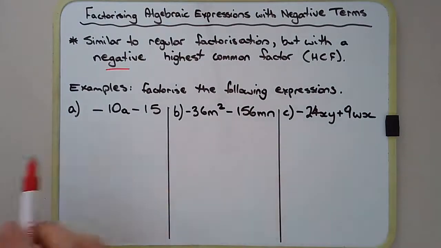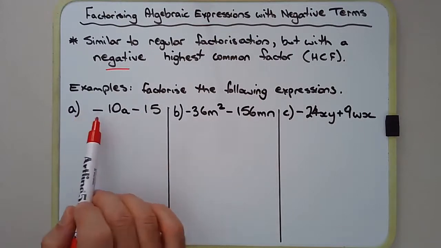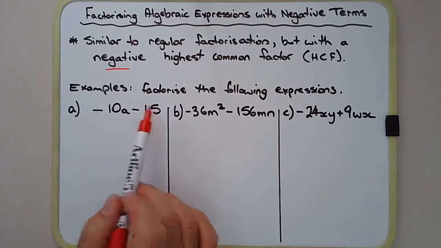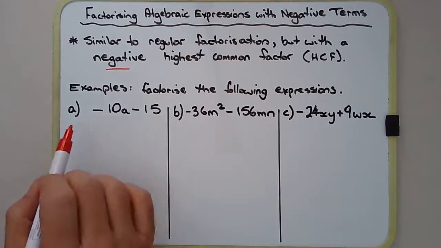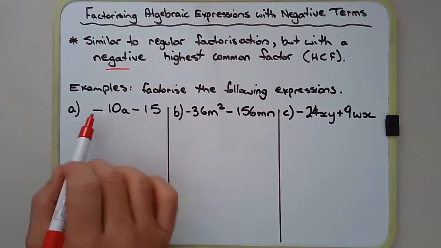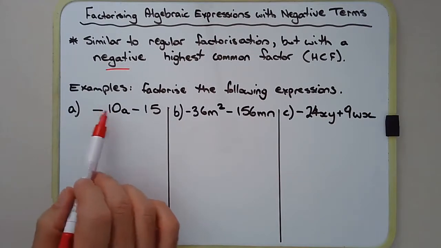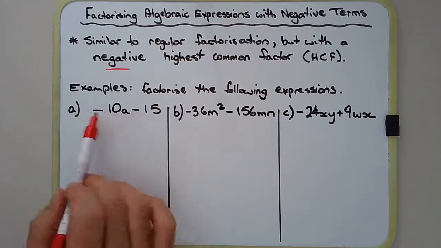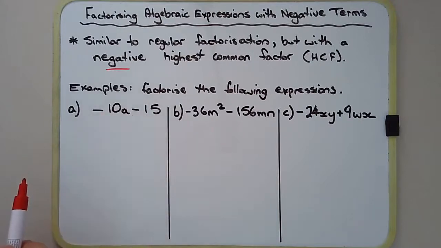Let's have a look at some examples. So example A, we have the expression negative 10a minus 15, and we want to factorise that. Again, we look for the highest common factor. So instead of highest common factors involving two positive terms, we're going to take out a highest common factor that involves a negative. In fact, both of these terms are negative terms, so we can take out a negative highest common factor.